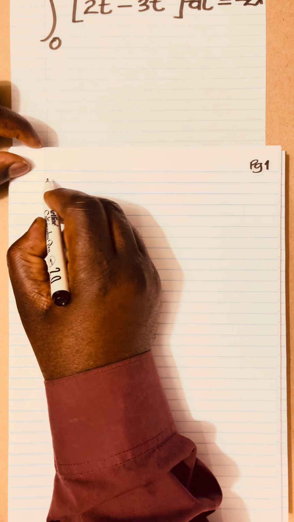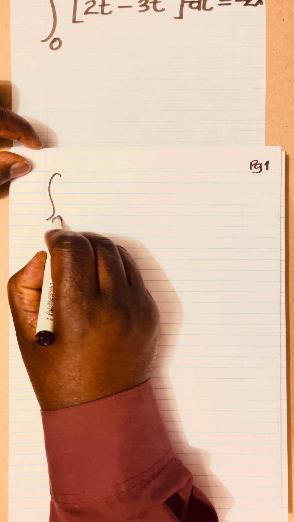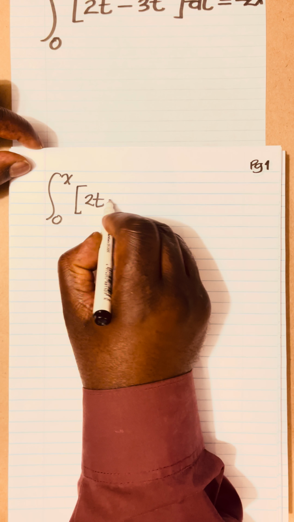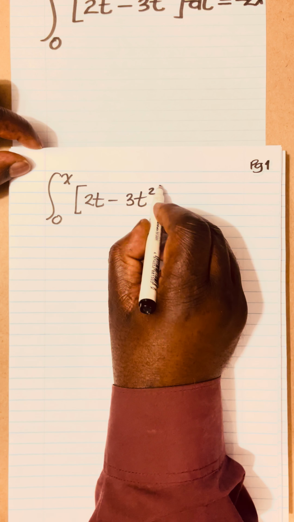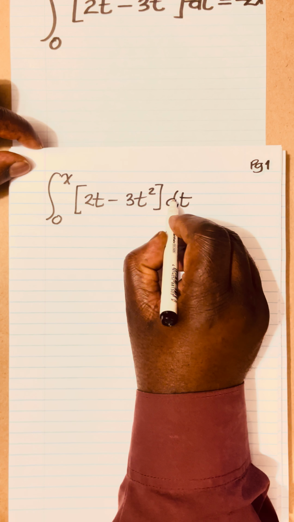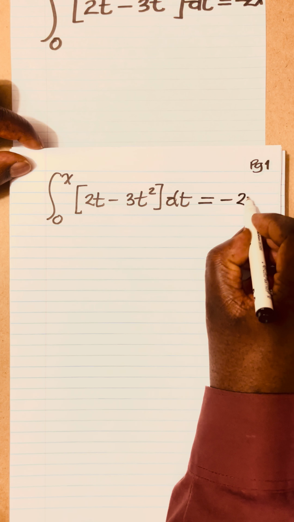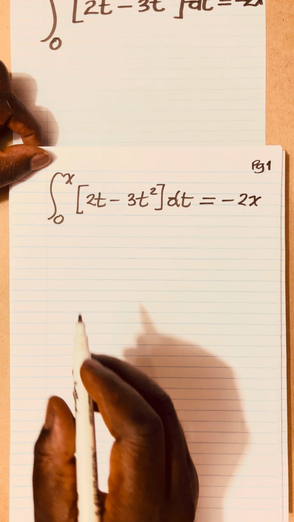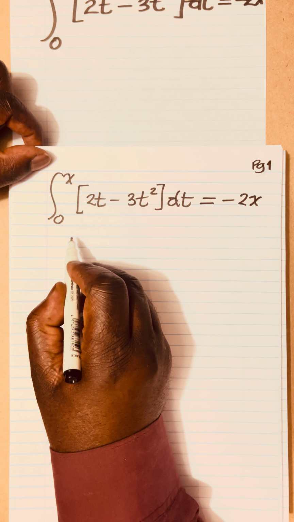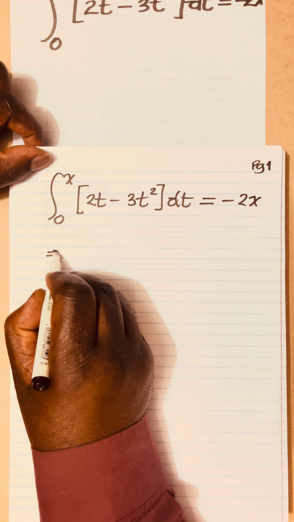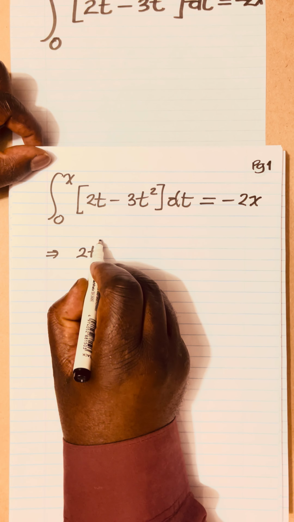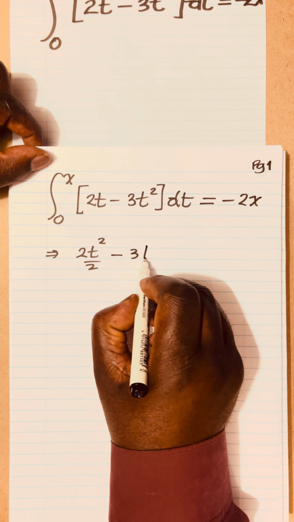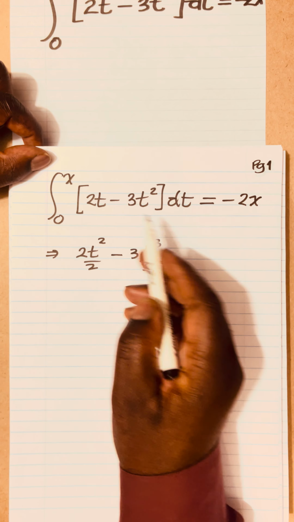So we have the integral from 0 up to x of 2t minus 3t squared dt. We are told this is equal to minus 2x. Now on the left hand side, we're just going to use power rule here. So what are we saying? We are saying this is the same as 2t, or 2 over 2, remember, and then minus 3t power 3 over 3.